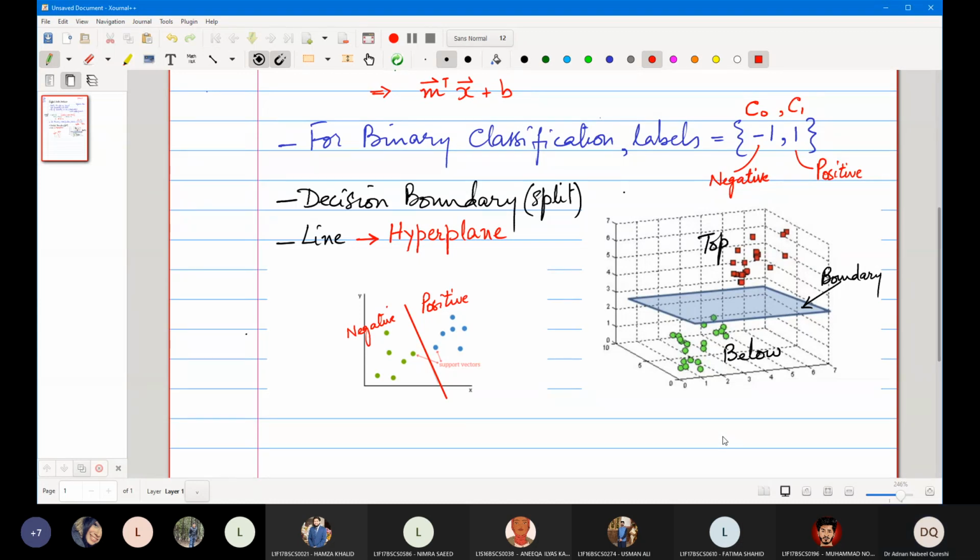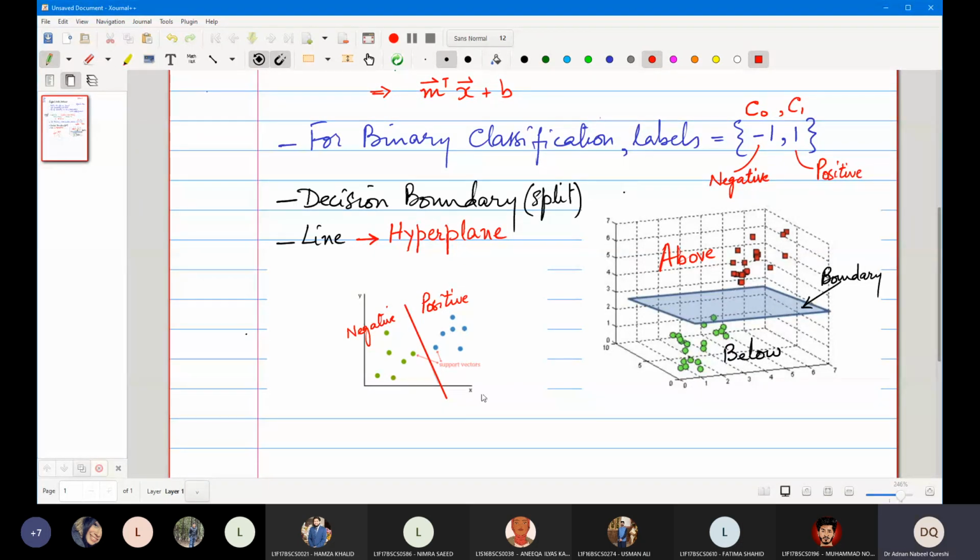The plane, you know, is like a surface. Here this diagram is a better illustration. It shows you a surface. Some of the data points are above the surface, and these are below the surface.